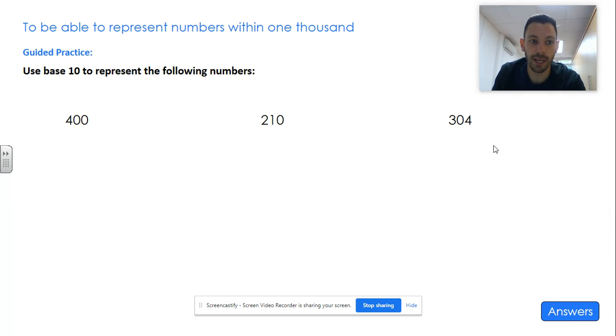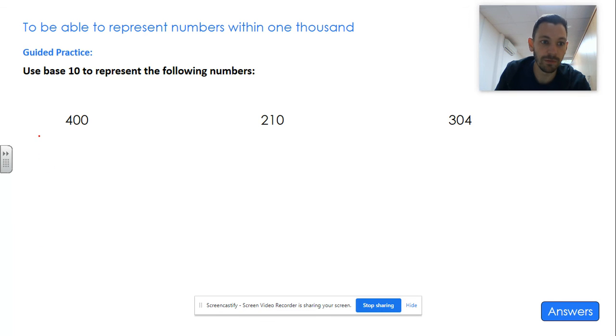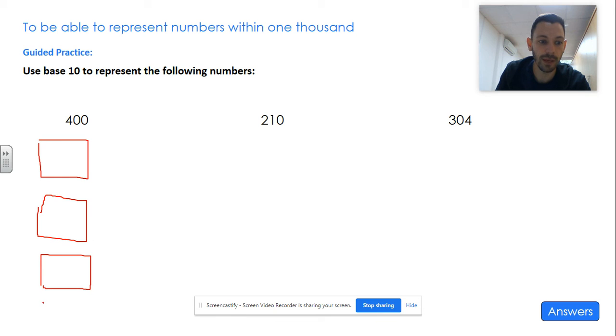Okay, so this time we're going to be using base 10 to represent these following numbers. So we're given the number and we're going to use representations. So I'm just going to grab my pen. And we have 400. So 400, we're going to need 4 of the green examples, which are the 4 of the 100 squares. Now I'm going to draw squares for these to show this example.